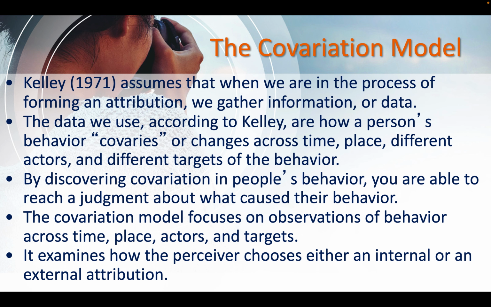By discovering covariation in people's behavior, you're able to reach a judgment about what caused their behavior. The covariation model focuses on observations of behavior across time, place, actors, and targets. It examines how the perceiver chooses either an internal or an external attribution. That was 50 years ago.